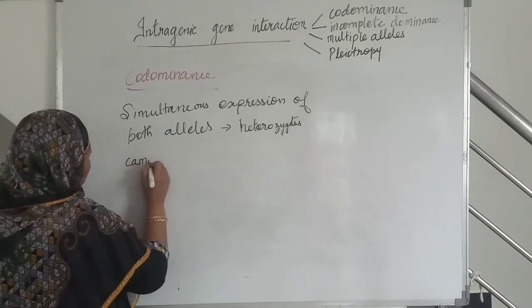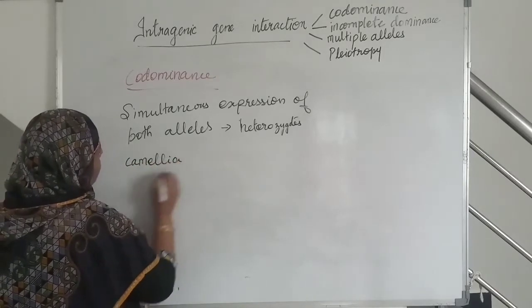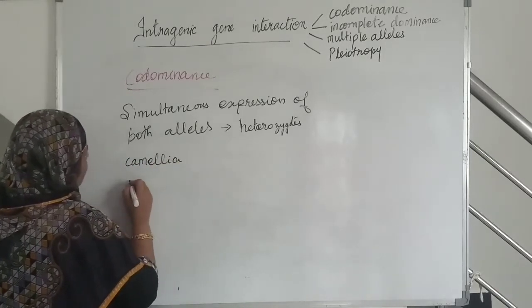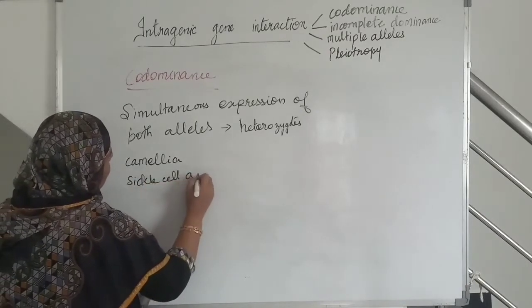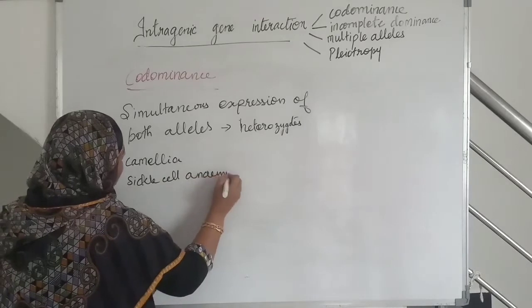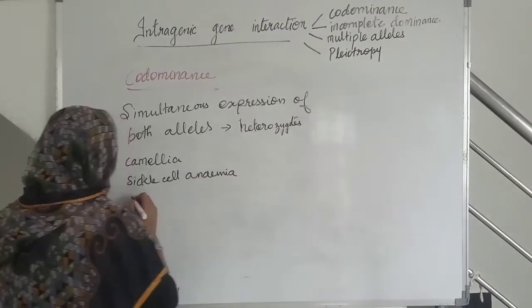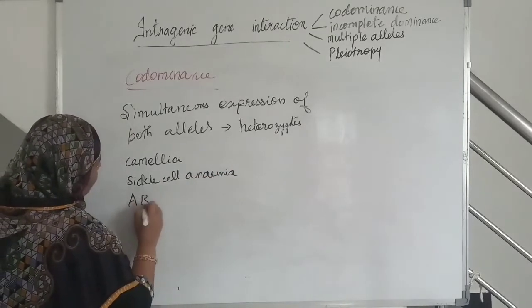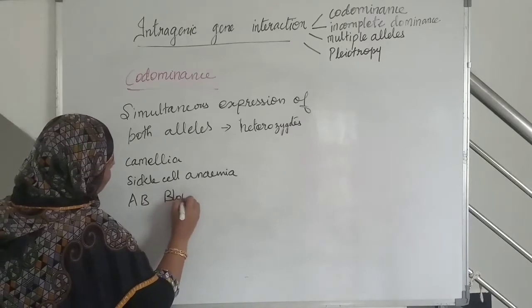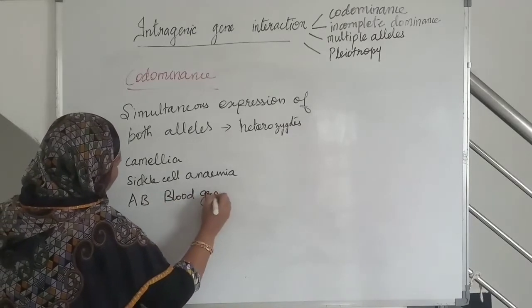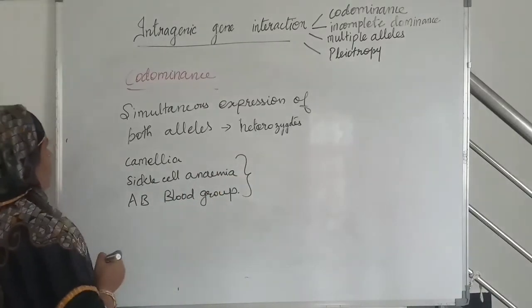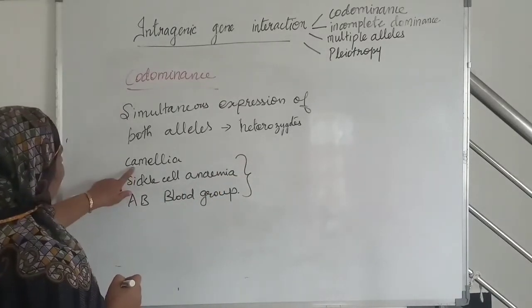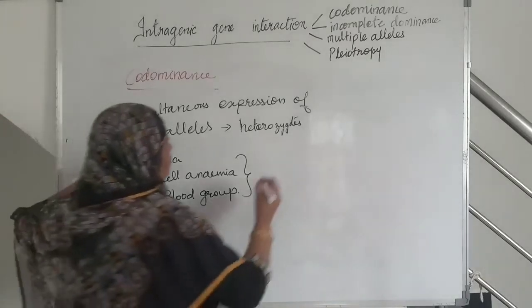flower color in camellia plant, sickle cell anemia, and AB blood group. These are the three examples for codominance. I will explain the camellia.